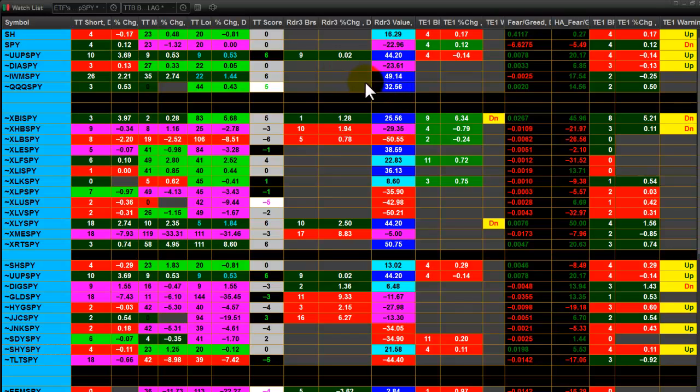So we'll look at the charts in a minute, but we can see that the Russell is the strongest of the 3 indexes right now. It's got positive fear greed, positive radar 3. That and the tech stocks or the NASDAQ stocks look to be our best bet if we're thinking about buying anything, at least relative to the S&P.